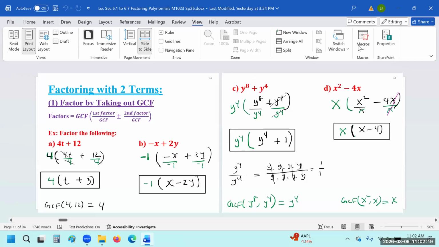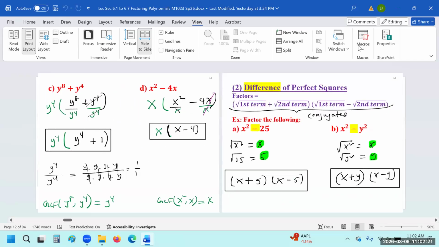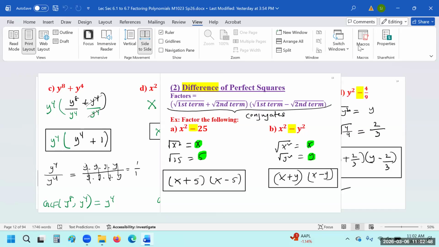And then we did a few of these, and then we had a second scenario where we have a difference of perfect squares. It means we have 2 perfect squares, either variables or numbers, with a negative sign between them. That's why it's called a difference of perfect squares. For a difference of perfect squares, our factors are 2 conjugates. What are the conjugates? You take the square root of each quantity, and then whatever you get, you add them and subtract them. And we did a few examples.